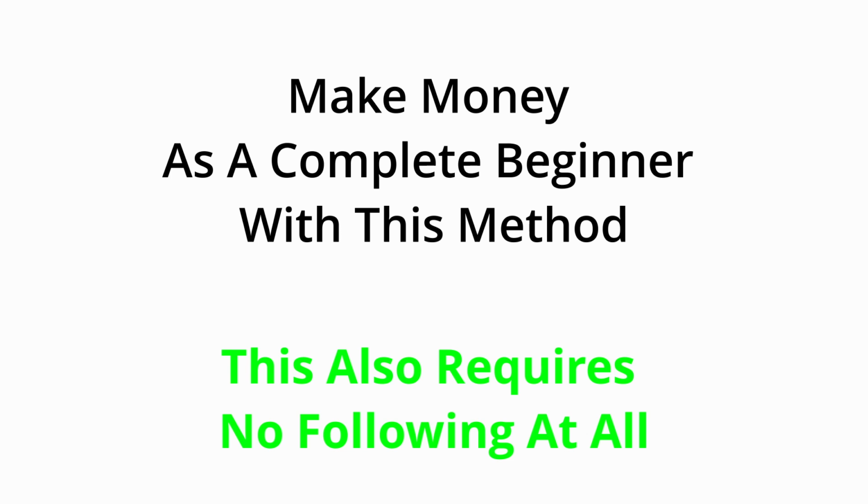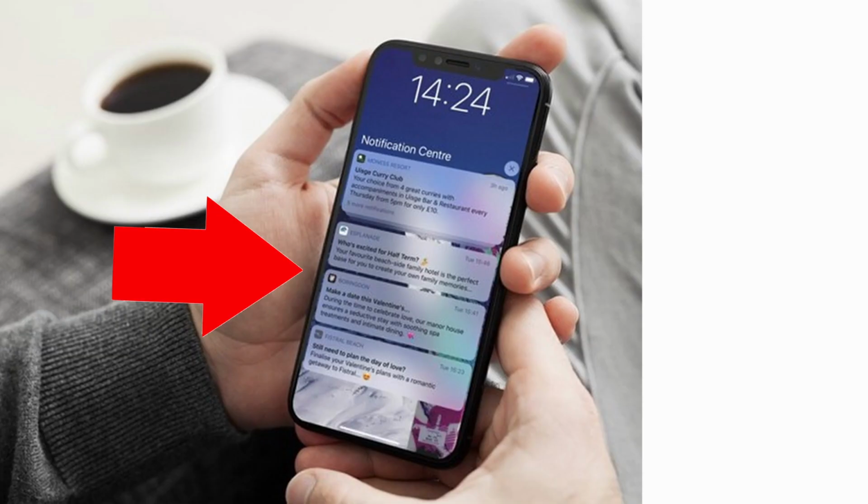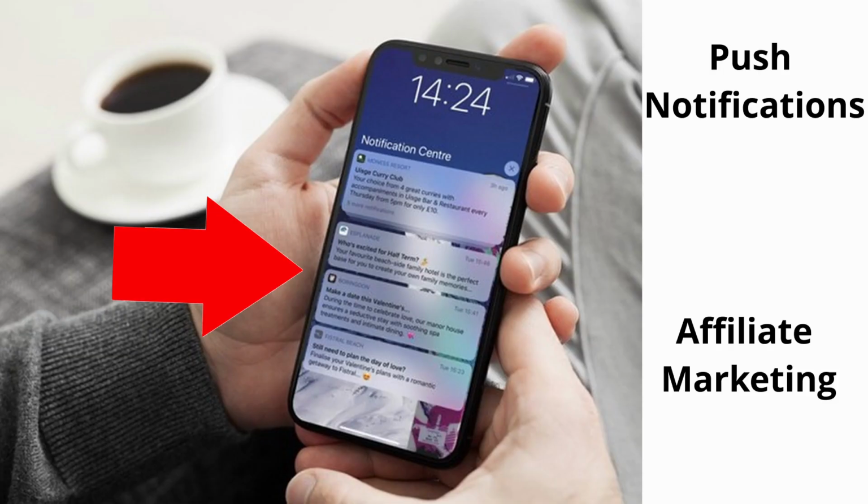This method I'm going to show you today can be done by anyone and everyone. Using this step-by-step guide, you can follow along with each stage we go through, implementing the steps as we get through the video. We're going to be using push notifications with affiliate marketing to make our money today. You can potentially earn hundreds each day by sending these notifications to people's phones.